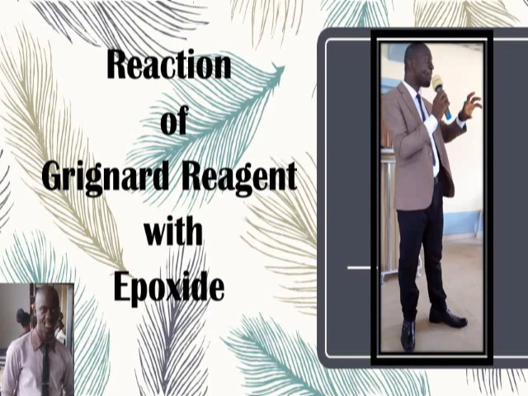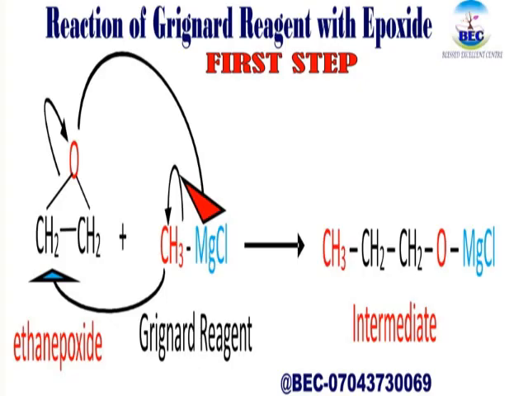In our last class, we looked at the reaction of Grignard reagents with esters. In today's class, we're going to give attention to the reaction of Grignard reagent with epoxide. But first of all, what is an epoxide? Epoxides are organic molecules that are formed when one carbon atom in a cycloalkane is replaced with oxygen. Now let's see how it reacts with Grignard reagents.